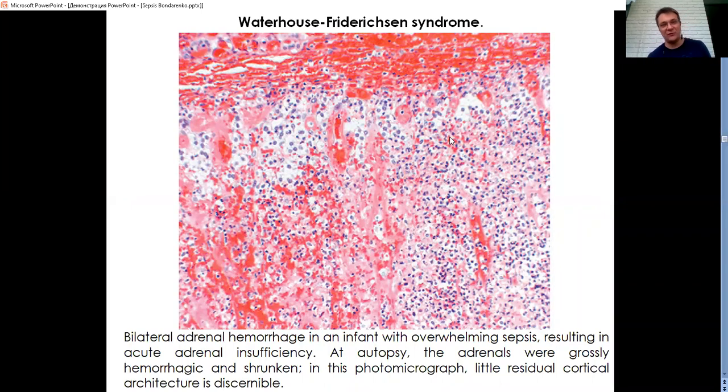Another feature of the septic condition, and particularly disseminated intravascular coagulation associated with the septic condition, there's the Waterhouse-Friderichsen syndrome. We already passed this topic. It was the bacterial infection, and particularly Neisseria meningitidis infection. And these bacteria, exactly these bacteria, are guilty in the vast majority of the Waterhouse-Friderichsen syndrome.